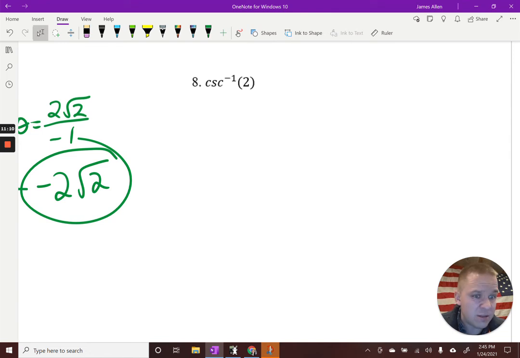Inverse cosecant of 2. This scares me because we just have a number, just 2. It's not even a fraction. Oh, wait. Over 1. I feel much more warm and fuzzy inside now that I've put that over 1. That was close.